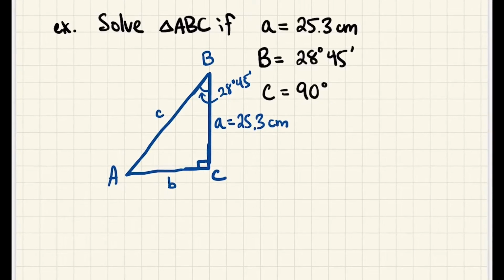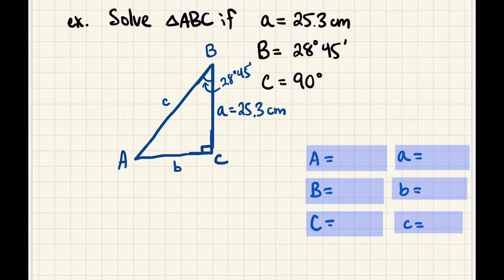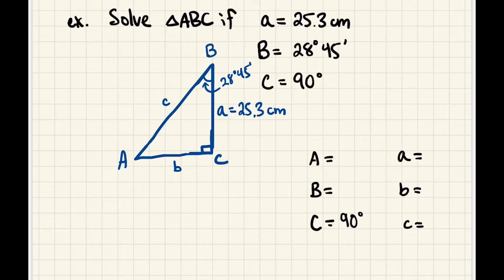Okay, so let's write down a template for our final answer. The triangle will be solved when all six measures have information in them. But we already know some of it, like C was given to be 90 degrees, capital B was given to be 28 degrees and 45 minutes, and little a was given as 25.3 centimeters. So our plan here is to use everything we understand about triangles, relying heavily on right triangle trigonometry, that is SOHCAHTOA, to determine all the missing measures from this triangle.